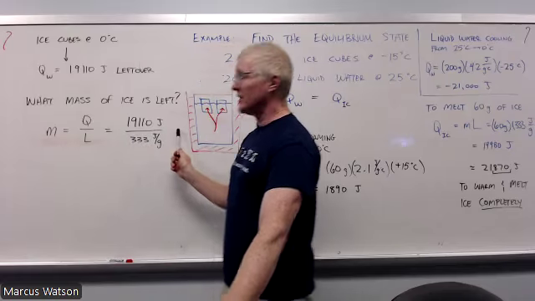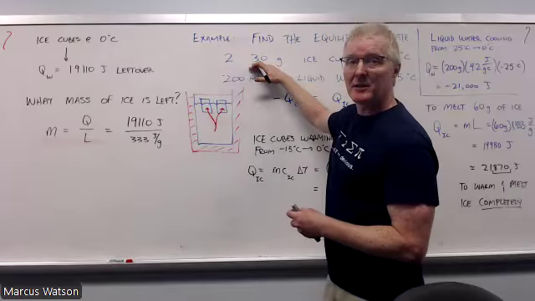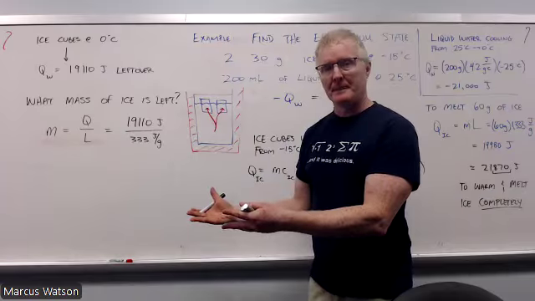So I'm going to get a number here, which is going to say that's how much ice melted, and then all I have to do is subtract that number from 60, and I'll have the amount of ice that's left over.